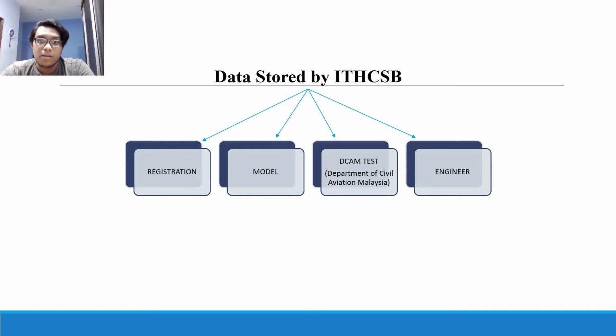Furthermore, the data for engineer. The type of data is the engineer ID, full name, gender, IC number, expertise level, and the salary of each engineer.